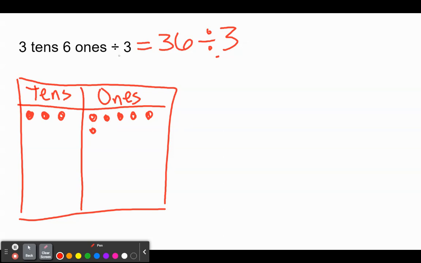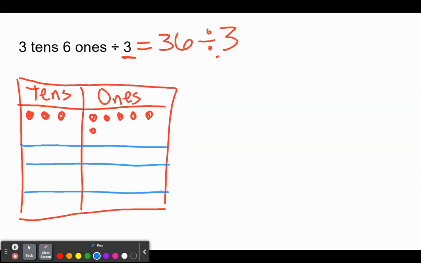Now we are dividing by 3, so we're going to create 3 groups. I'm going to make 3 groups on my place value chart. There is 1 group, 2 groups, and 3 groups. Because we're dividing, everything has to be equal, so let's divide out each of our place values. I'm going to start with the tens. I have 3 tens, so I can put 1 ten in each of my 3 groups. So I now used up my 3 tens.